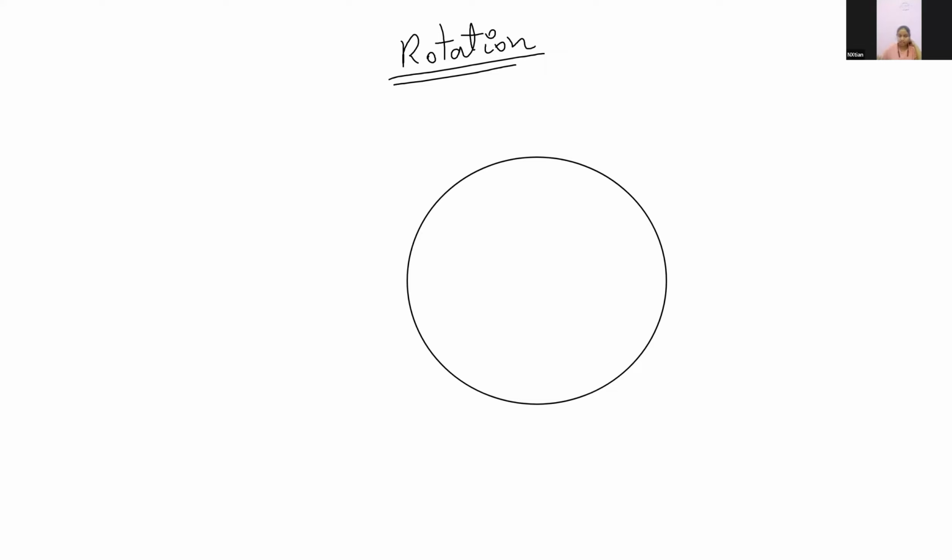Suppose I'm having a clock. Now, why is it called rotation? Because we are going to speak about various kinds of rotations. You know what a rotation is? When something moves from a particular point, goes in a round way, and reaches a particular point. That is rotation.